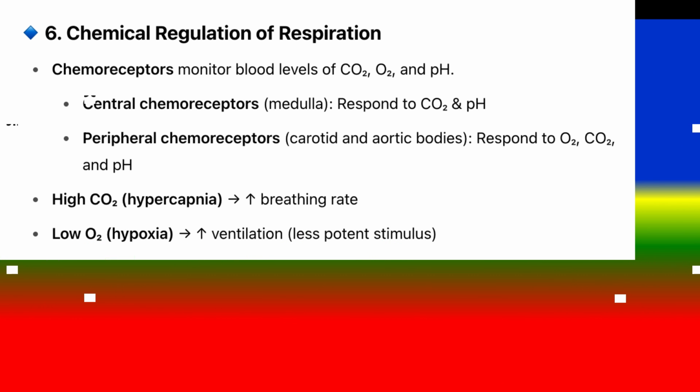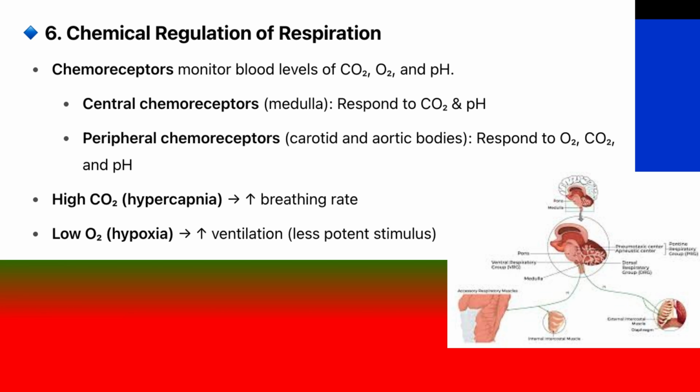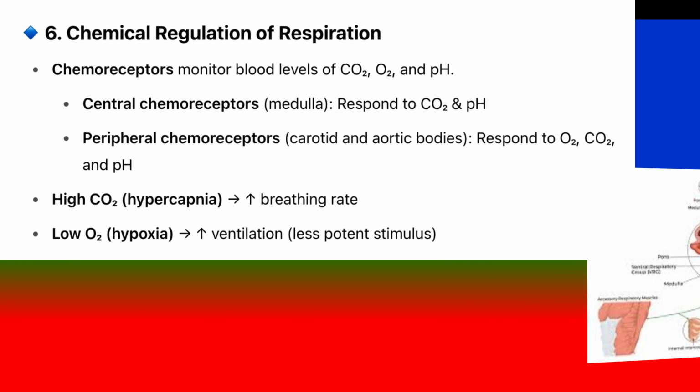6. Chemical regulation of respiration. Chemoreceptors monitor blood levels of CO2, O2, and pH. Central chemoreceptors, medulla, respond to CO2 and pH. Peripheral chemoreceptors, carotid and aortic bodies, respond to O2, CO2, and pH. High CO2, hypercapnia, increases breathing rate. Low O2, hypoxia, increases ventilation, a less potent stimulus.